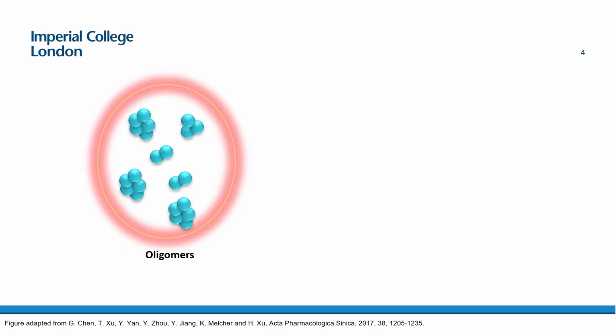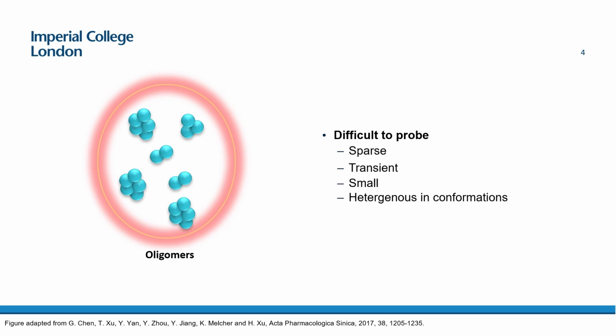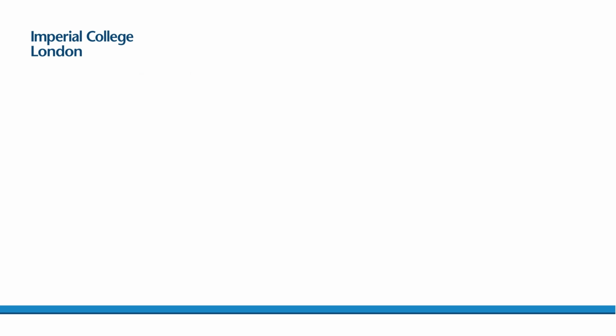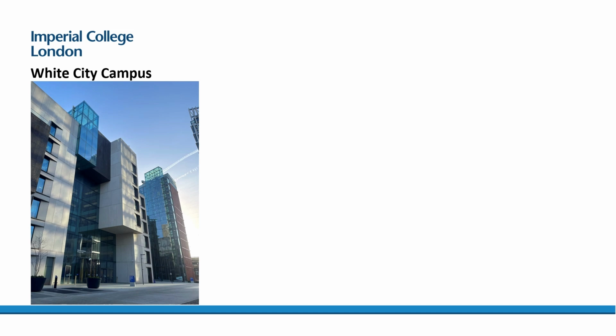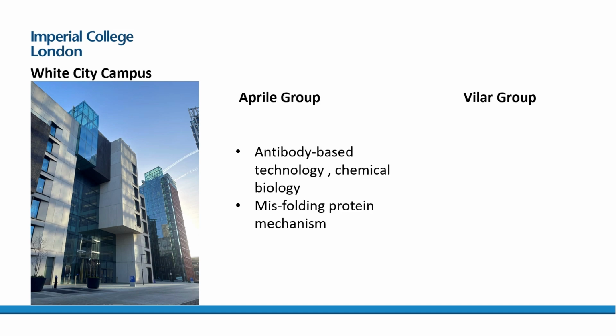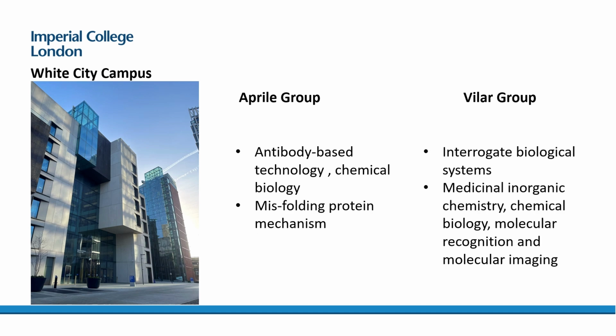This understanding of oligomer species is hindered by their sparse, transient, small, and heterogeneous nature, and the fact that they are spread throughout the brain, making probing these oligomer species really difficult. At the White City campus, I work with the Aprile group and the Vilar group, where the Aprile group is specialized in using antibody-based technology to understand misfolding protein mechanism, and the Vilar group is specialized in developing novel tools to interrogate biological systems using medicinal inorganic chemistry, chemical biology, molecular recognition, and molecular imaging.